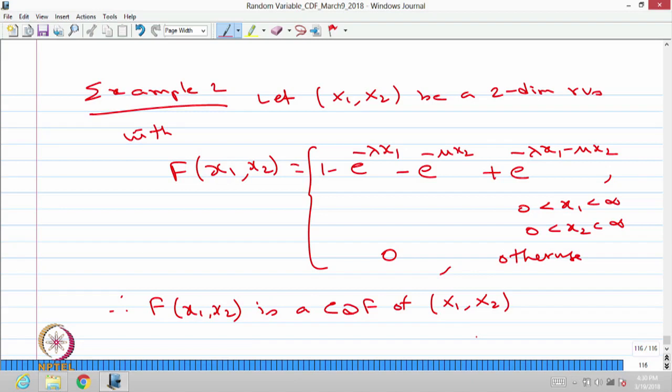I am not giving the proof of the third property, but that can be verified. We can conclude this is the CDF of a 2-dimensional random variable.